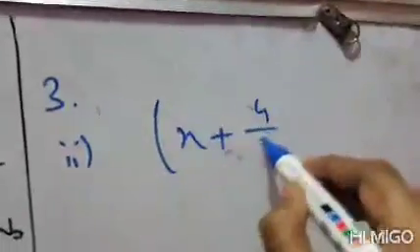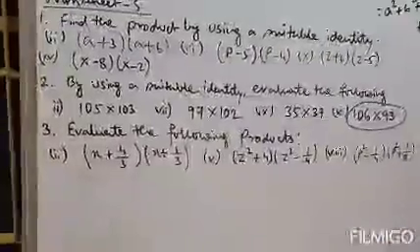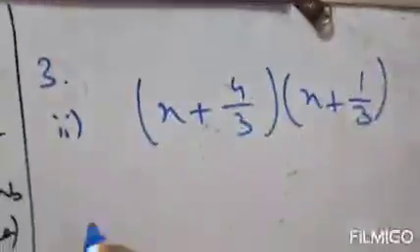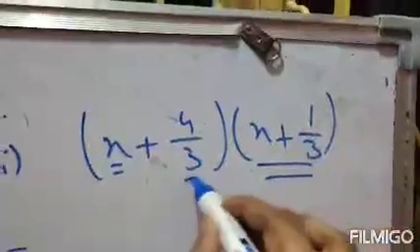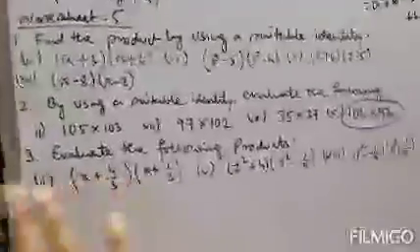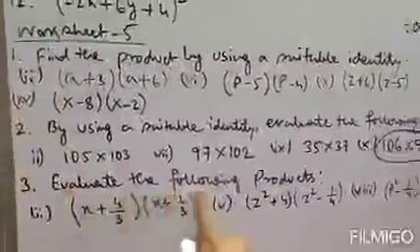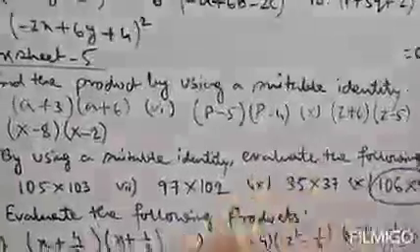The question is (x + 4/3)(x + 1/3). The question says evaluate the following products. So just multiply. Multiply means you will multiply x with this and you will multiply 4/3 with this. Note that here no identity is used. Clear? Read the instruction first. Evaluate the following products. That means here you have to use no identity.